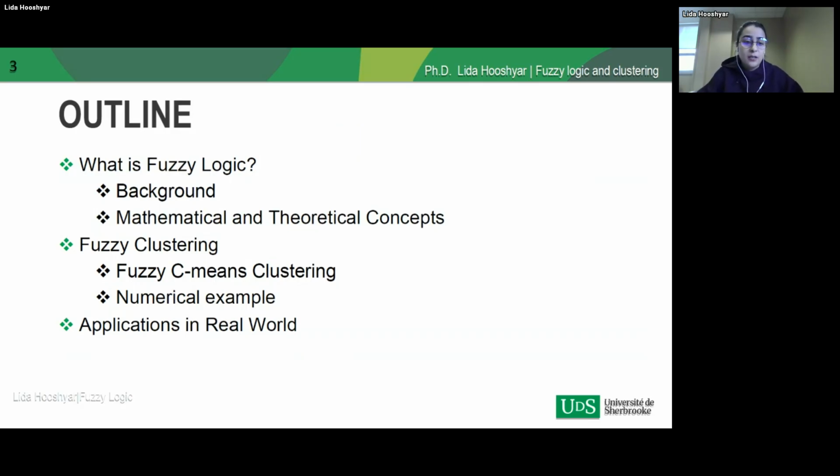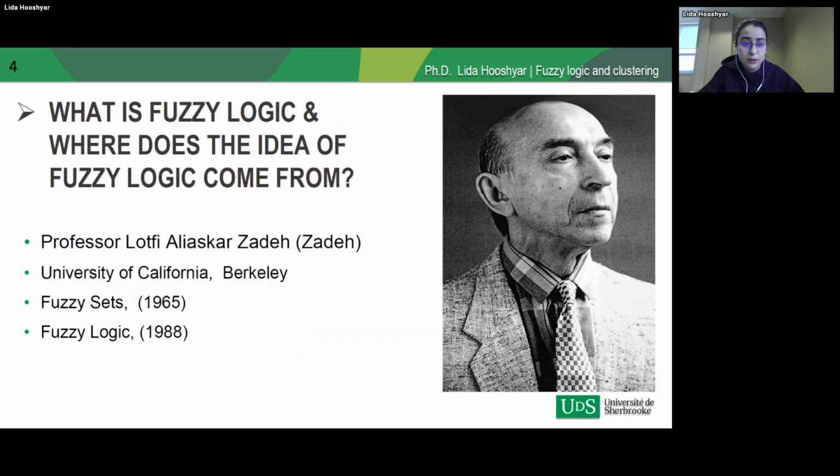The outline of my presentation is shown in this slide. I start with the introduction of fuzzy logic, a bit of background and mathematical and theoretical concepts, and exactly what fuzzy clustering and fuzzy C-means clustering are. I have provided a numerical example to clarify C-means clustering. In fact, we have two kinds of clustering, fuzzy C-means clustering and fuzzy equivalence relationship clustering, and I prefer to focus on only one of them and provide a numerical example to be clearer. The final stage of my presentation is about the application of C-means clustering in the real world.